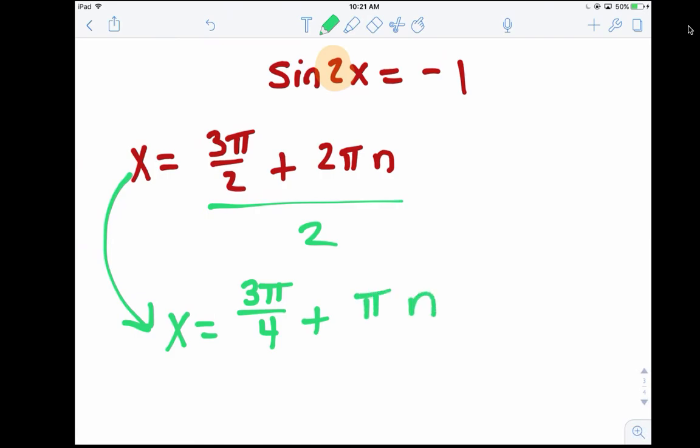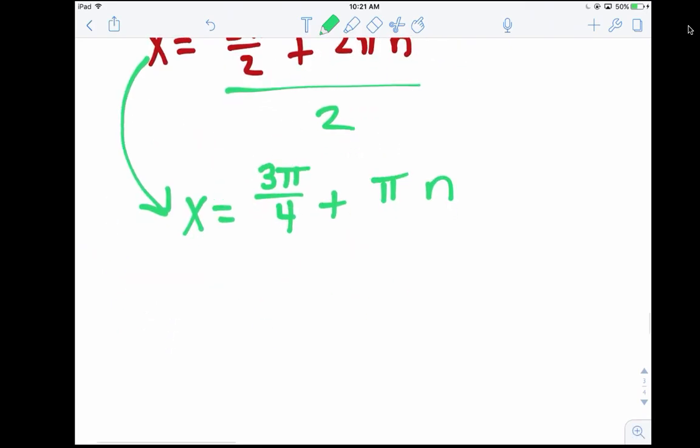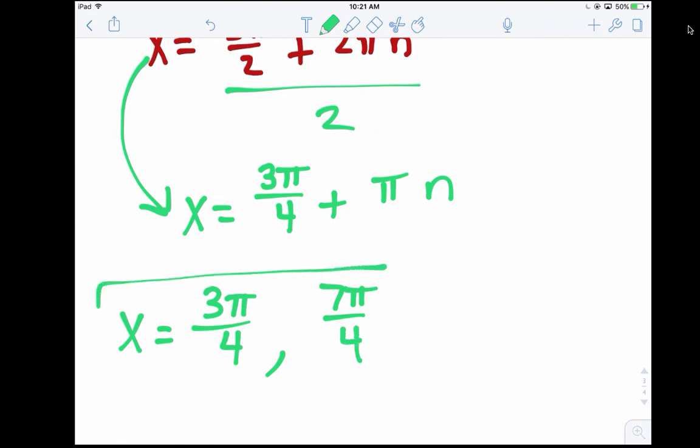Your first solution is going to be at 3 pi over 4, and then you're going to add 1 pi to it to come up with any additional answers. So your final answer here would be 3 pi over 4, and if you add 1 pi to 3 pi over 4, you get 7 pi over 4. So your two solutions are 3 pi over 4 and 7 pi over 4.